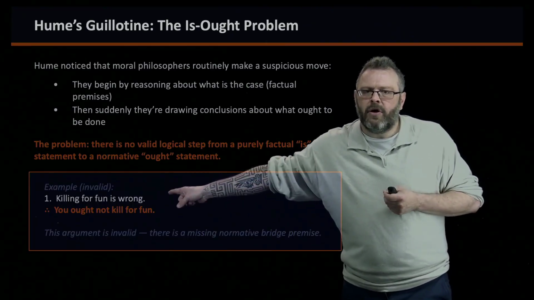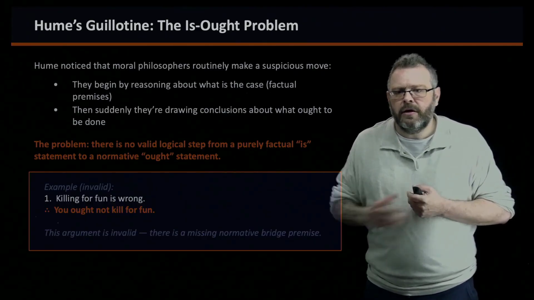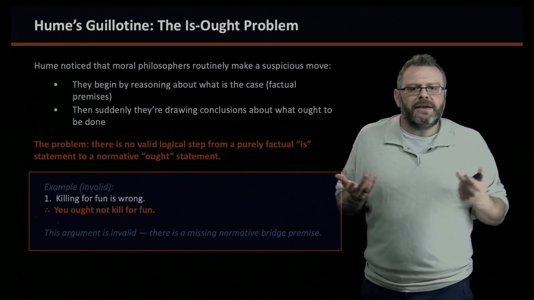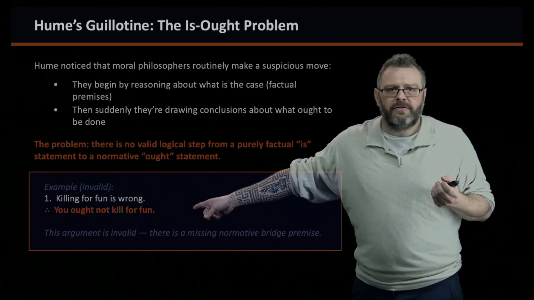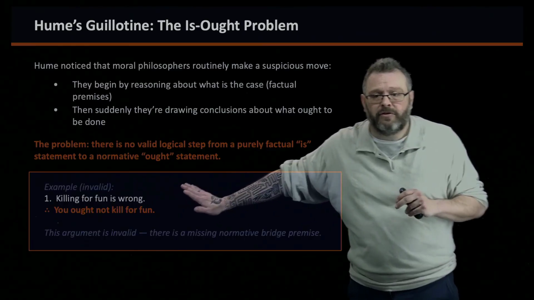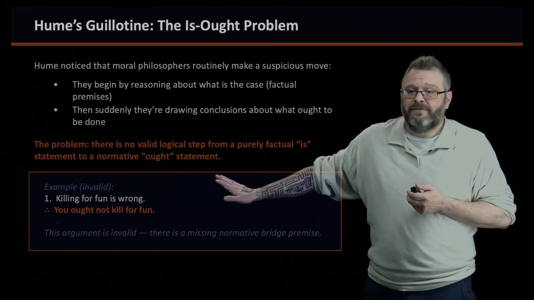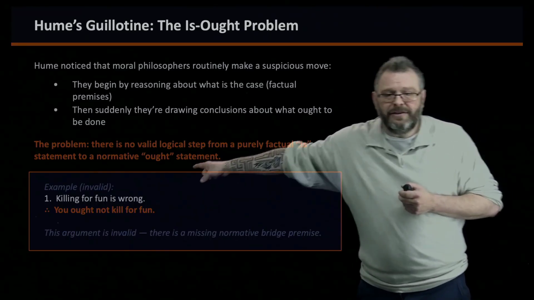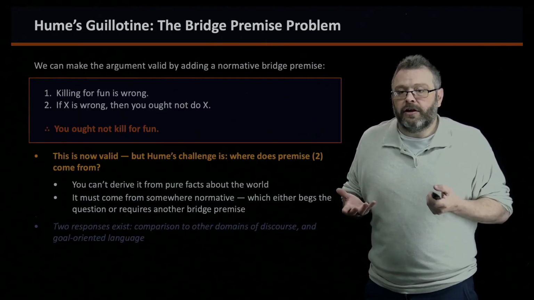Here's an example of an argument that tries to do that. So premise one just says killing for fun is wrong. And the conclusion says you ought not kill for fun. Now that might make intuitive sense to us, but it is not a valid argument, right? That's not modus ponens, it's not modus tollens, it's not any of the five famous forms we talked about. It might sort of intuitively flow, but this is not a valid argument. Where on earth did this conclusion come from? It can't have come from that premise. Now, we could turn it into a valid argument, right?